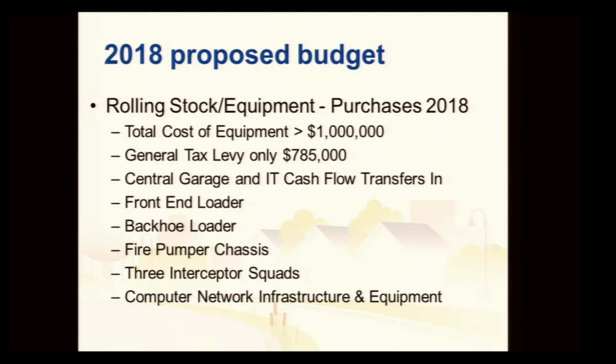If we look at our rolling stock, our equipment purchases for 2018, the total cost of the equipment budget right now exceeds $1 million. Our general tax levy is only $785,000 to help cover those costs. So to fill in that gap, we've got some cash flow transfers in from a capital project fund to help cover that. Some of the purchases are a front-end loader, a backhoe loader, fire pumper chassis, 3 interceptor squads, and some computer network infrastructure and equipment.